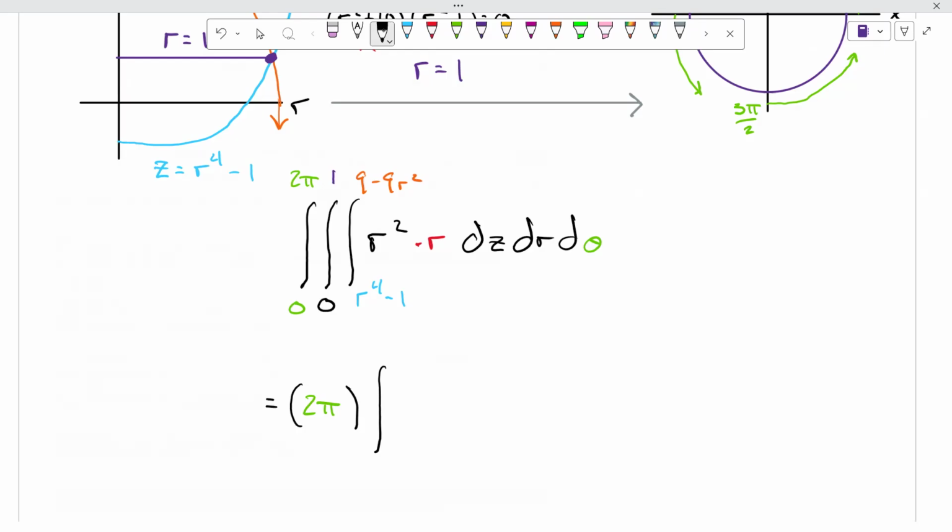If I've got dz, I get 9 minus 9r squared minus r to the fourth minus 1, which is going to be 10 minus 9r squared minus r to the fourth. And multiply all of that by r cubed. So 10r cubed minus 9r to the fifth minus r to the seventh. R to the fourth times r cubed is r to the seventh. And this just gets evaluated from 0 to 1.